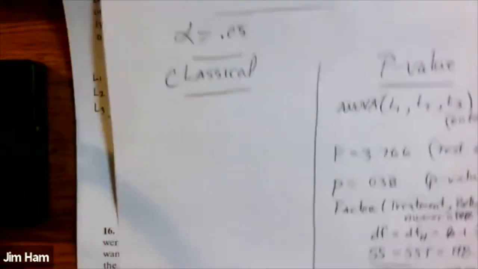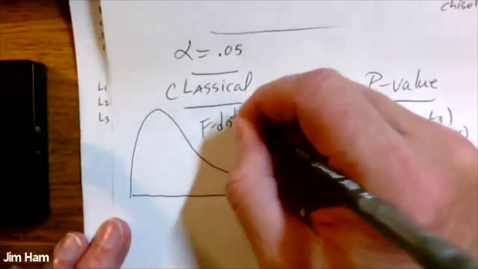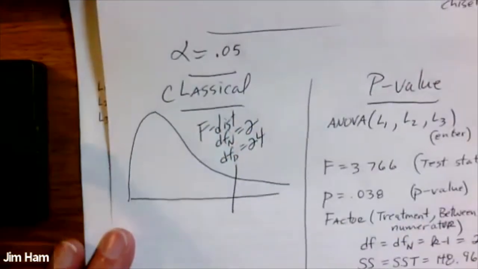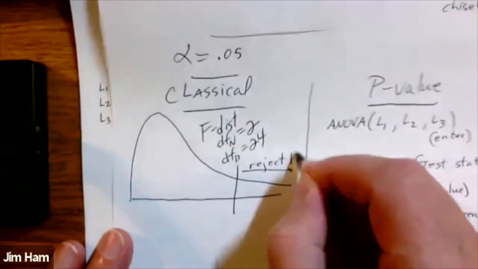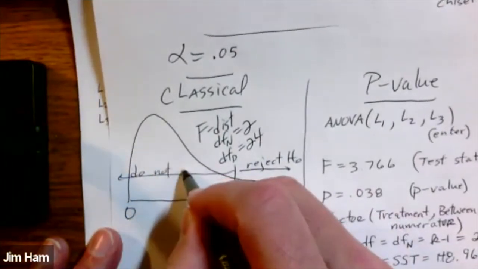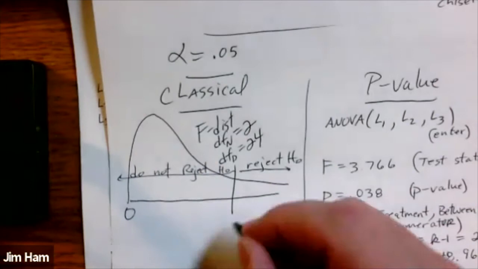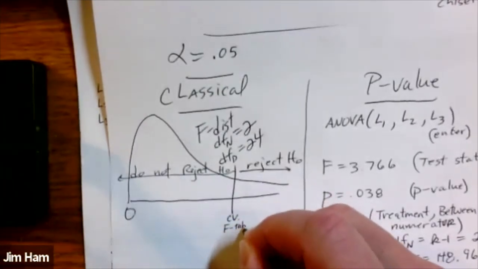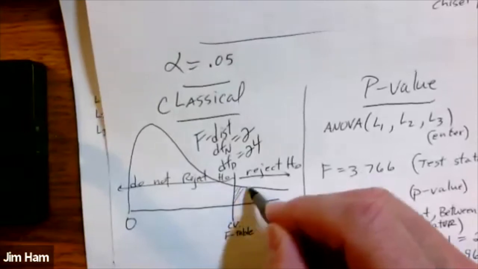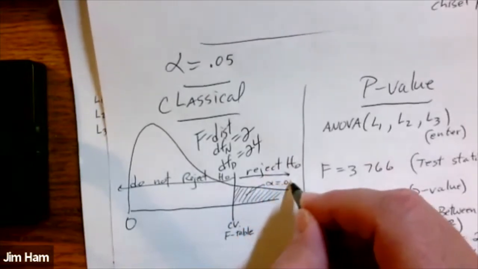All right, and then the classical approach, we're going to have the F distribution with degrees of freedom in the numerator equal to 2 and degrees of freedom in the denominator equals 24. Zero is going to be over here. Same two regions, the reject region and the do not reject region. And then we need to find this critical value by going and consulting the F table. And you're going to find that it's not always easy to do that because we don't have all the possible degrees of freedom in the numerator, degrees of freedom in the denominator.